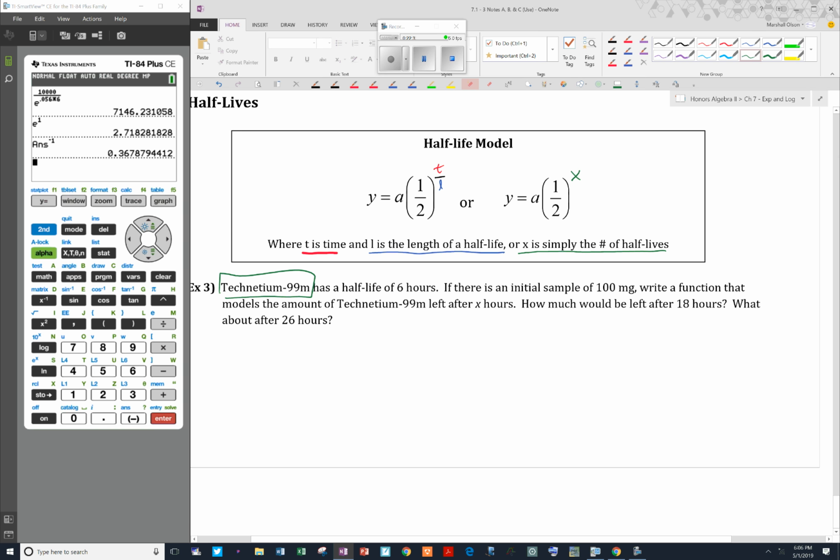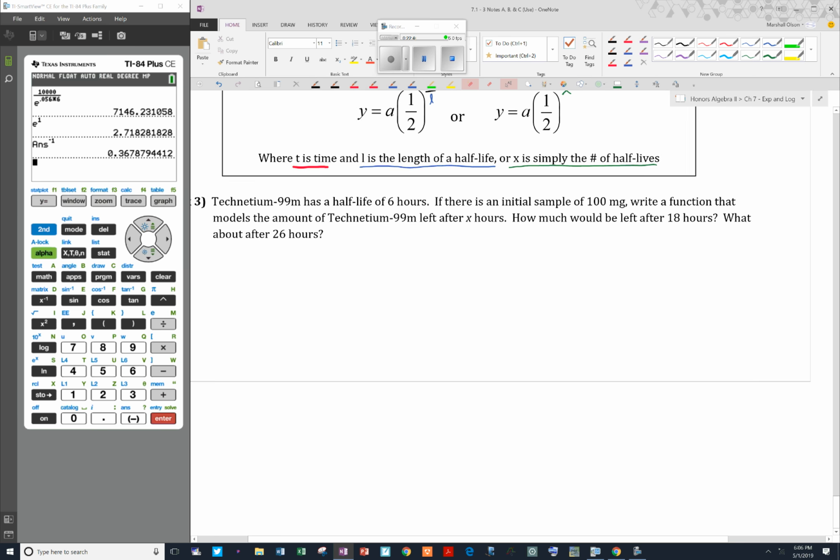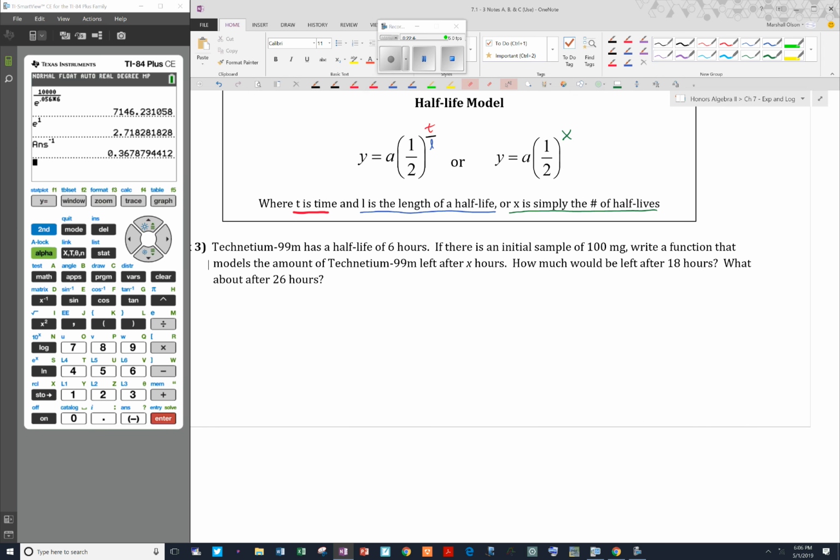technetium-99m. I'm not even sure if that's real. I can't remember if I made this up or if I actually got this from the textbook, but I will say it's legit. So this has a half-life of 6 hours. So every 6 hours, however much you started with will decrease by half of what it was. So if you start with, let's say, 100 milligrams, after 6 hours you'll have 50 milligrams. After another 6 hours, you'll be down to 25 milligrams, and then 12.5, and so on and so forth.